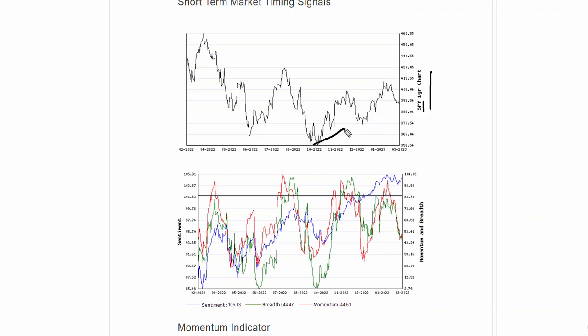So our uptrend here, support line, and we've kind of broken through that. We're working on this retracement. I talked about this yesterday. It really needs to hold up right here and find some support.